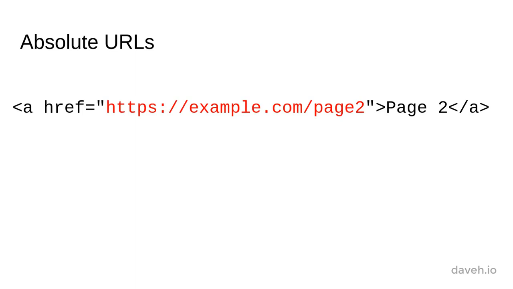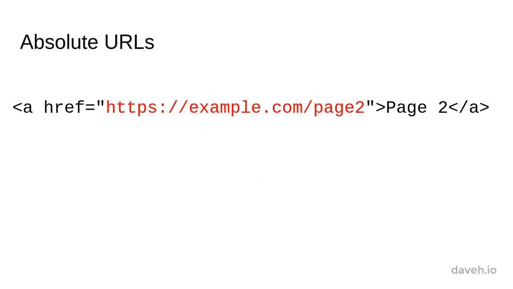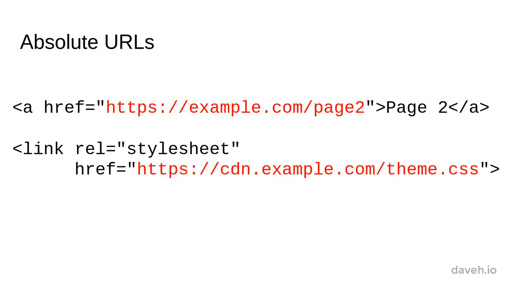This anchor tag, for example, contains a link that includes the protocol and domain or host name, making this an absolute URL. Absolute URLs are generally used to link to resources on other sites. For example, you might want to insert a link to another site from your own, or include a style sheet from a CDN, and so on.